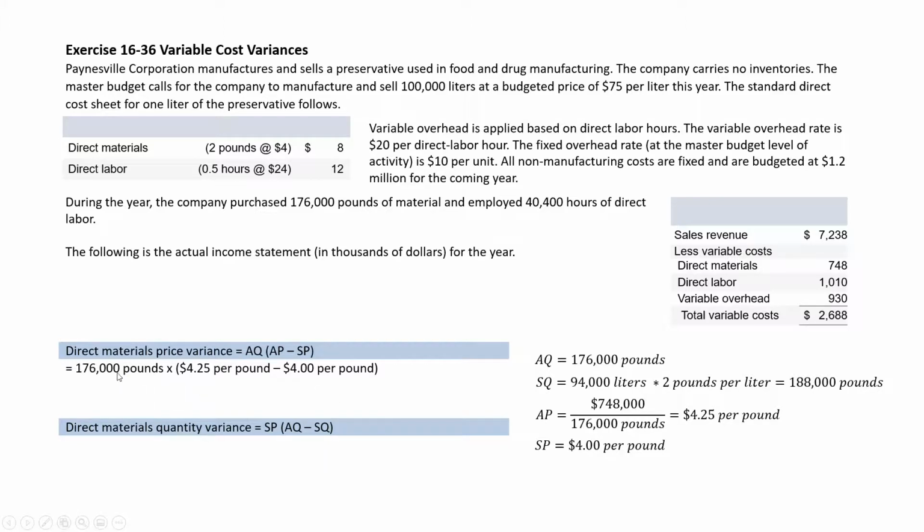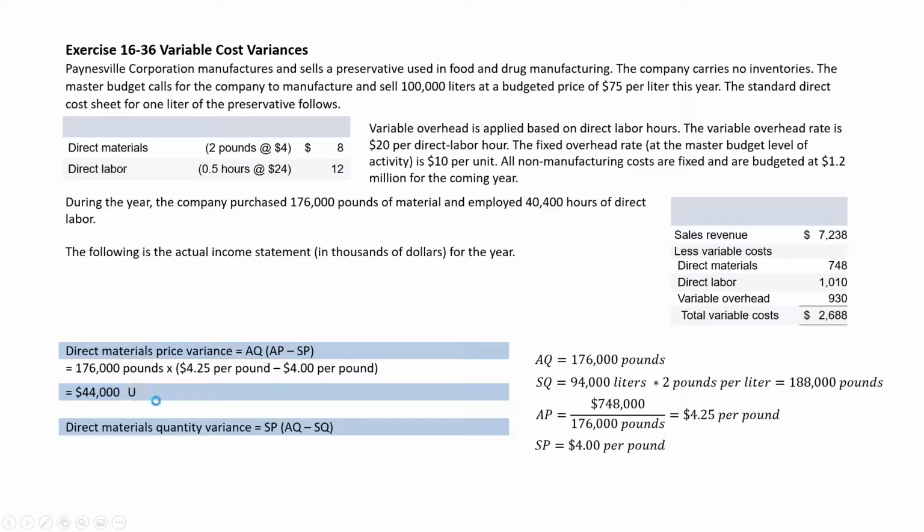So my actual quantity of 176,000 pounds times the difference between my actual price of $4.25 minus my standard price of $4. So a 25-cent difference times 176,000 pounds is 44,000. Here's where another tricky part comes, though, and often students identify this incorrectly. Is this favorable, unfavorable? Some like to remember the positive, negative. Because we're talking about cost and this is a positive number, this is actually going to be unfavorable. Again, positive, unfavorable, negative, favorable. I know that sounds contradictory, but we're talking about cost.